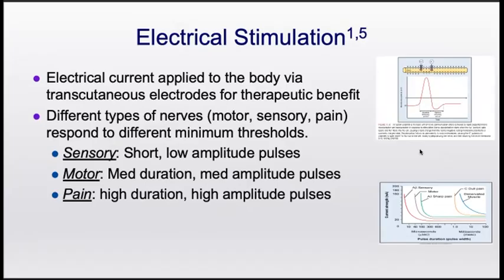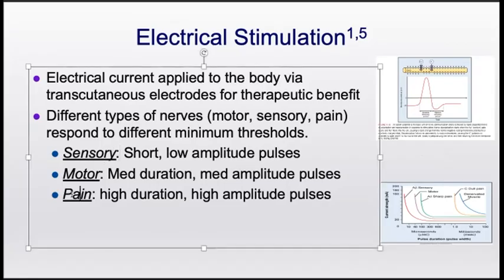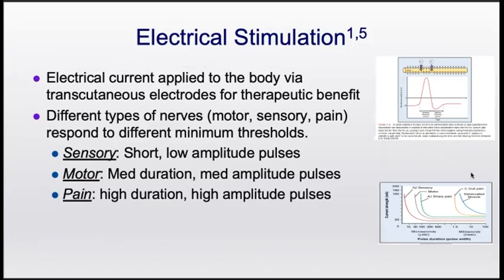Typically the three types of nerve bundles that respond to different thresholds of electrical current are sensory, motor, and pain. Sensory nerves respond really well to short, low amplitude pulses. The motor nerves respond more to medium duration and medium amplitude pulses, whereas the pain pathways are activated through high duration, high amplitude pulses. And you'll see this graph in the bottom right. We're going to discuss it over the next few slides.